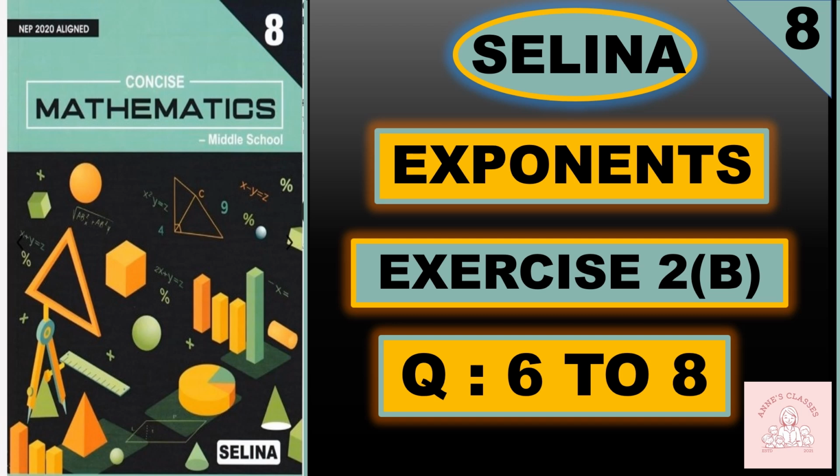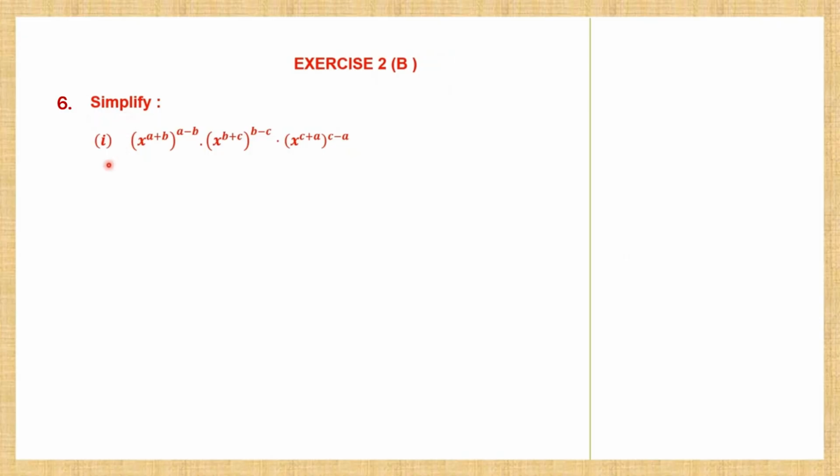Let's do exponents, exercise 2b. Simplify. Question 1, x raised to the power of a plus b, the whole thing is raised to the power of a minus b, into (this dot means into) x raised to the power of b plus c, the whole thing raised to the power of b minus c, into x to the power of c plus a, the whole thing is raised to the power of c minus a.